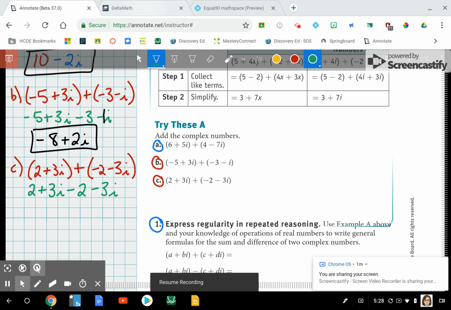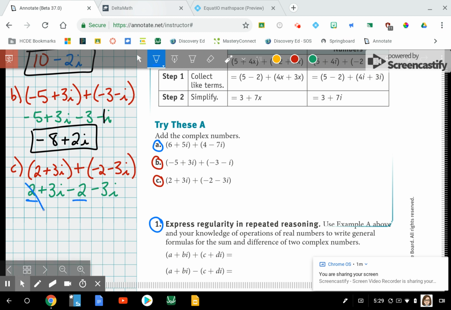Okay, let's check part C. We know that because we're adding these two terms, we can just really write it without parentheses. We don't need to worry about distributing a negative or anything like that because it's a plus sign. Now that we have all of our terms, we just combine the like ones. Now notice when we combine like terms, we have a +2 and a -2. Notice those cancel. We have a +3i and a -3i. Those cancel. Everything canceled out, so this just equals 0.